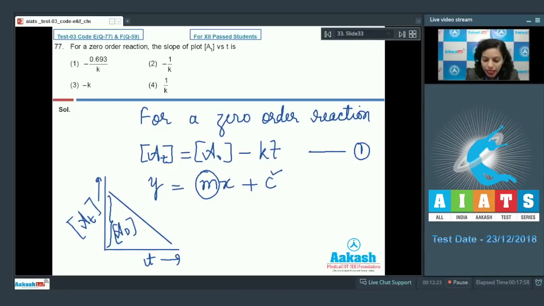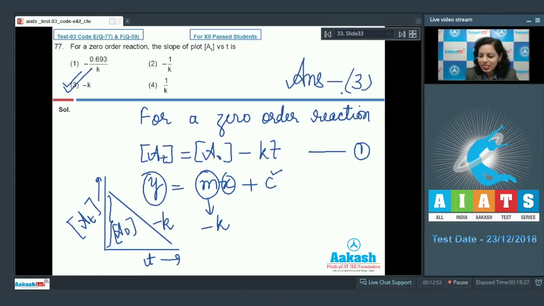Now, this m will represent minus k. At the x-axis you have t and at the y-axis you have AT. That is why the slope is representing minus k value. And if it is so, we can easily choose the correct option. That's option 3.